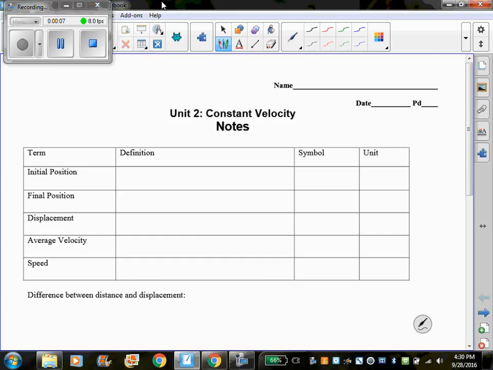Now to start our lecture today, we're going to do some definitions because we want to make sure that we are all speaking the same language. So we have 5 different words here, and we're going to start with initial position. When I say initial position, what I'm trying to describe to you is your starting location.